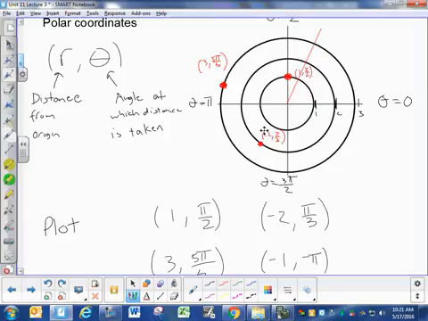I could have negative angles and negative radiuses. Let's look at negative pi for my angle and negative 1 for my radius. I would go to the right away from the angle to get to (-1, -pi).